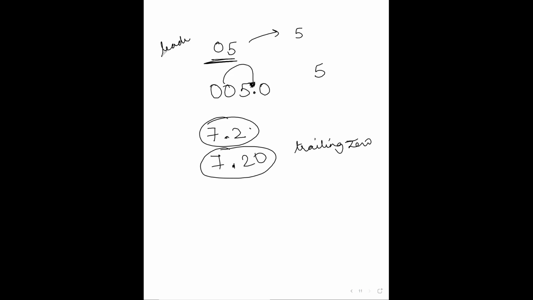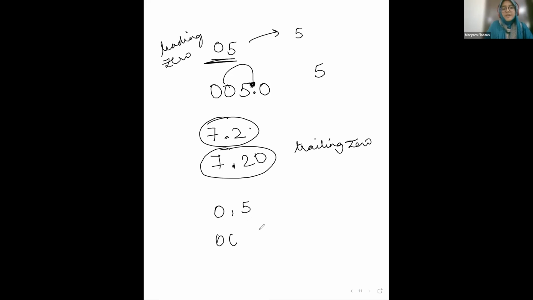So what if the zero is coming before the decimal? Can you give me an example? Like 0.5. 0.5. So whether you write 0.5 or you write 00.5, is it the same thing or not? It is the same thing. It's the same thing. But if you write 0.5 and you write 0.05, this is different. Why? Because this thing means 0.50 and this thing means 0.05. So there's a lot of difference.